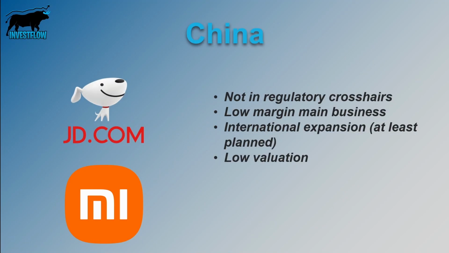This used to be a much larger segment for me with around 25%. Right now I only have JD.com and Xiaomi in this basket. These companies need to not be in the regulatory crosshairs of the CCP. They should preferably be a low margin business, at least in their main business, because I think that also contributes to not being in the regulatory crosshairs as much as the high margin businesses. They need to have an international expansion plan, at least a plan, and they should have a low valuation.